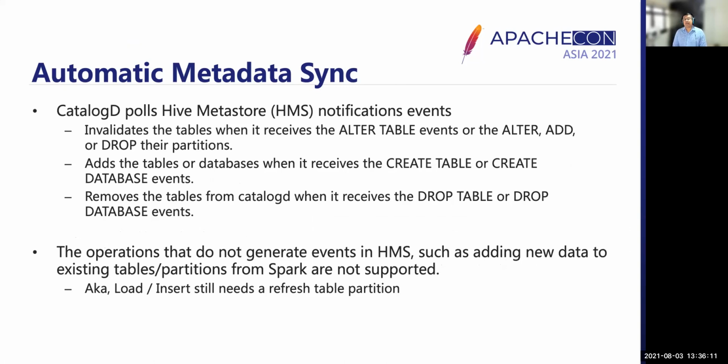How does the automatic metadata sync work? The catalog daemon pulls the Hive Metastore notifications, and then it informs the coordinators that this table has been dropped when it sees an alter table command or an add or drop partition command. It adds the tables when it receives a create table or create database event. It removes the tables from the catalog when it receives a drop table or drop database event.